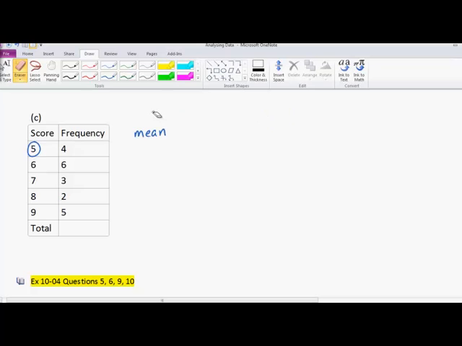Now there is a quick way to work out the total of all of these scores. So before I work out the mean, I'm just going to add an extra column. Sometimes you call the score an X, so this column is called F times X. So what we do is we times the score by the frequency. Now the score by the frequency here is 5 times 4 is 20. So what that means is, because I had 4 scores of 5, if I was to add those up, I would get a total of 20.